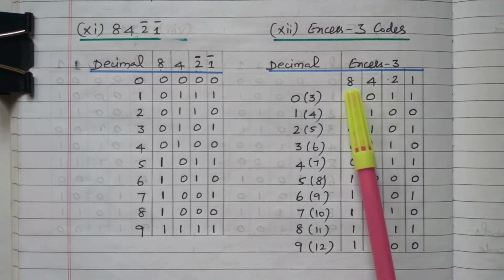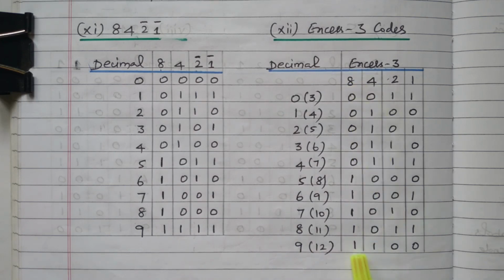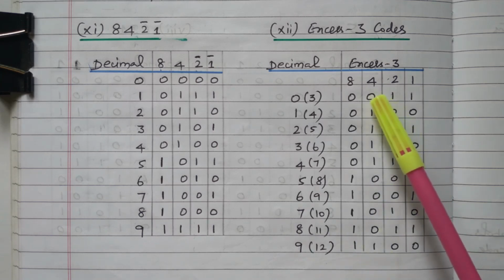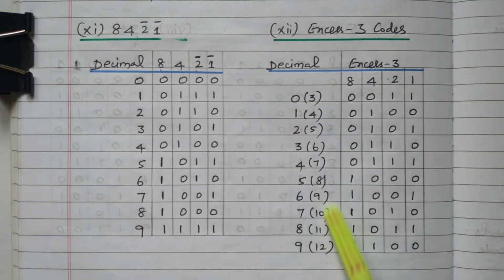We can make these two: 8 plus 4 is 12. We can make the first and second digit 1. So 8 plus 4 is 12, and the remaining is 0. So the code is 1, 1, 0, 0. So in non-weighted binary code, the first type is XS3. We framed the code for all the decimal numbers 0 to 9 with the excess of 3, that is from 3 to 12.